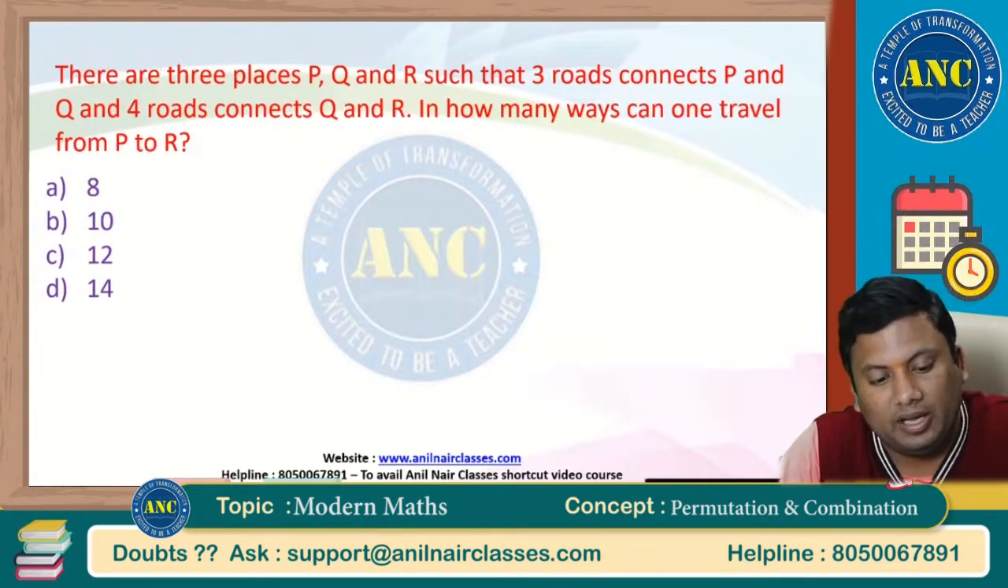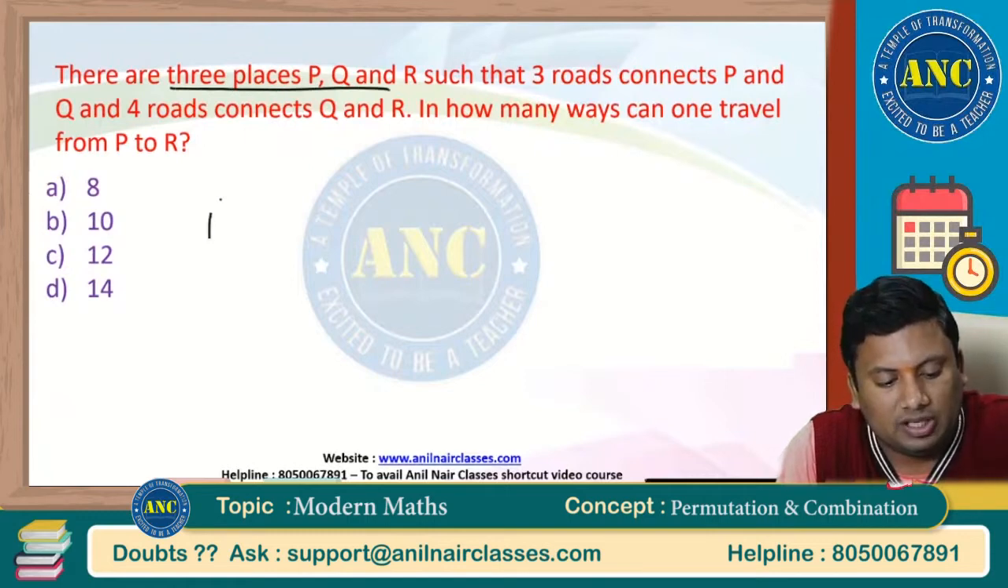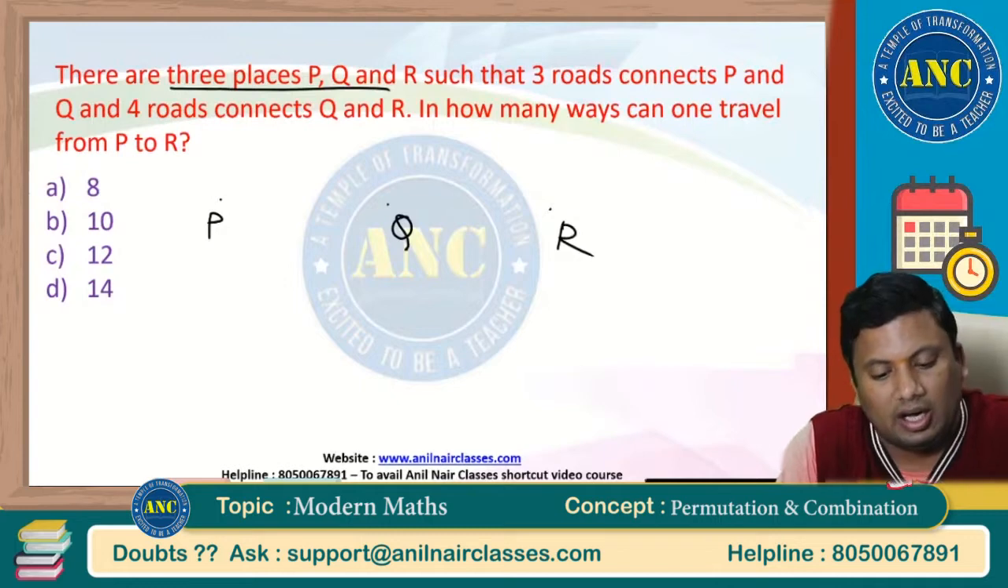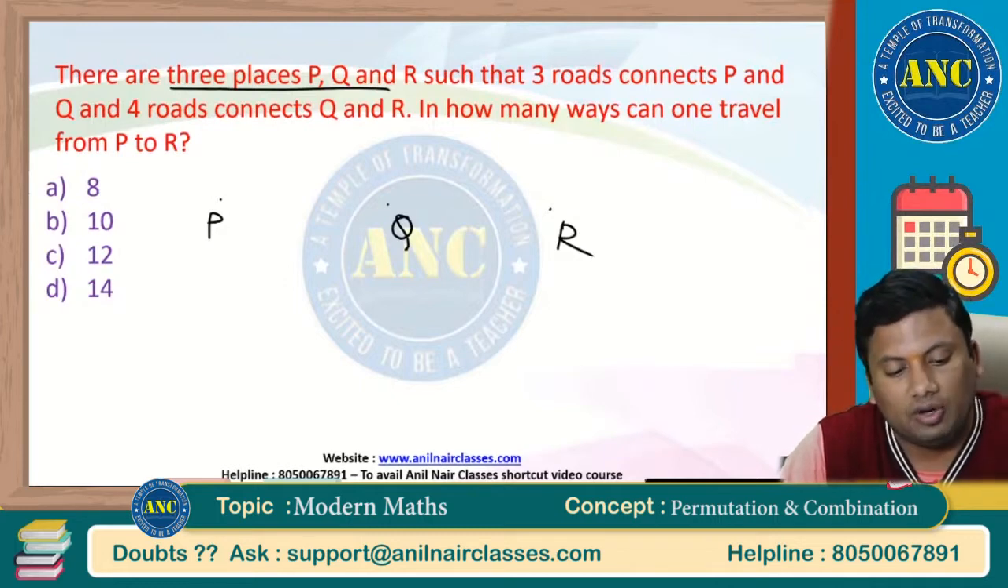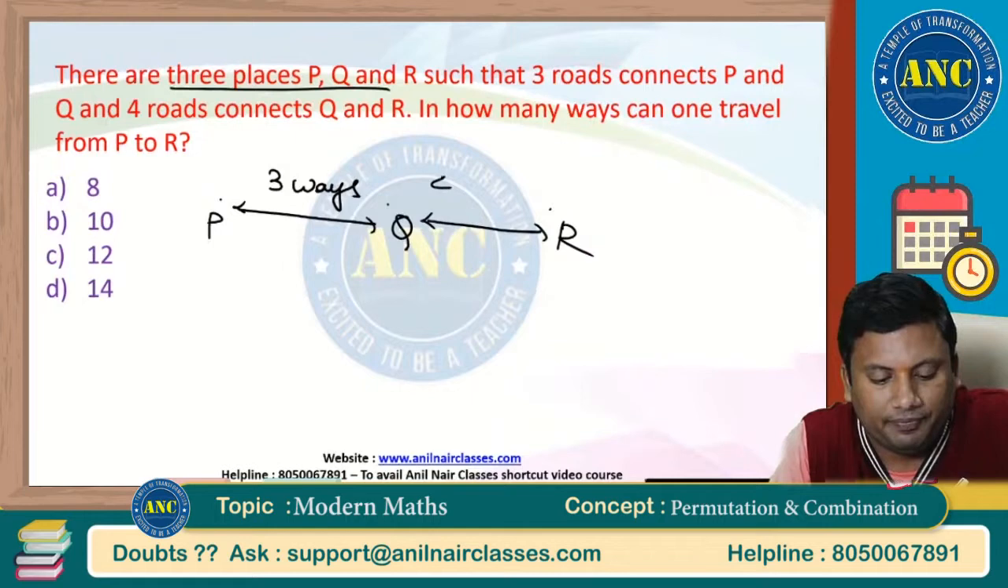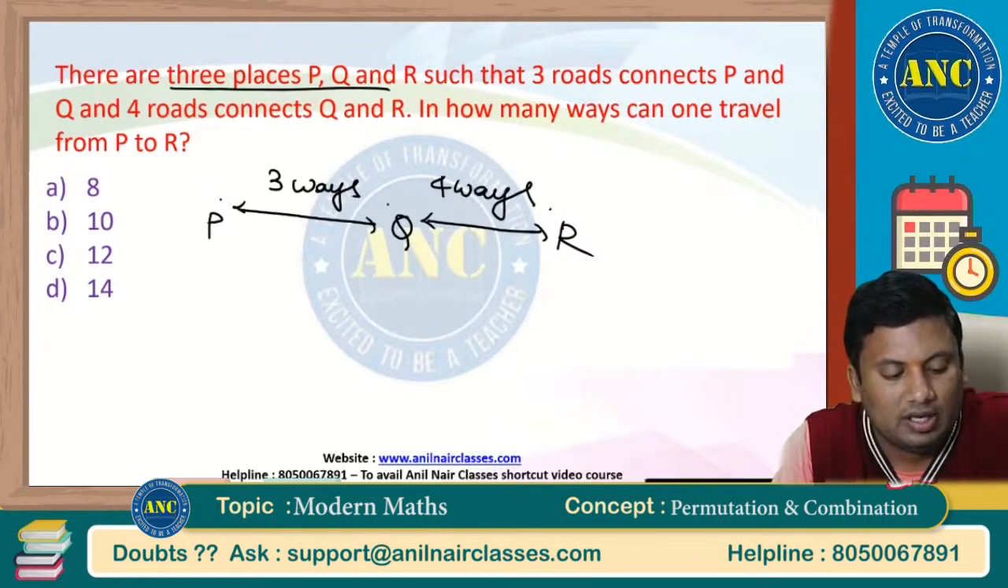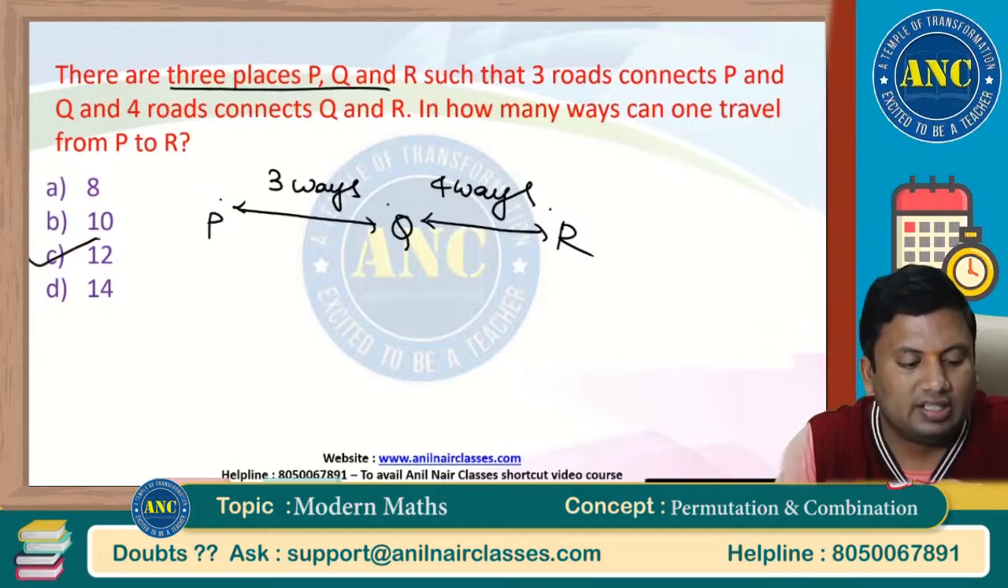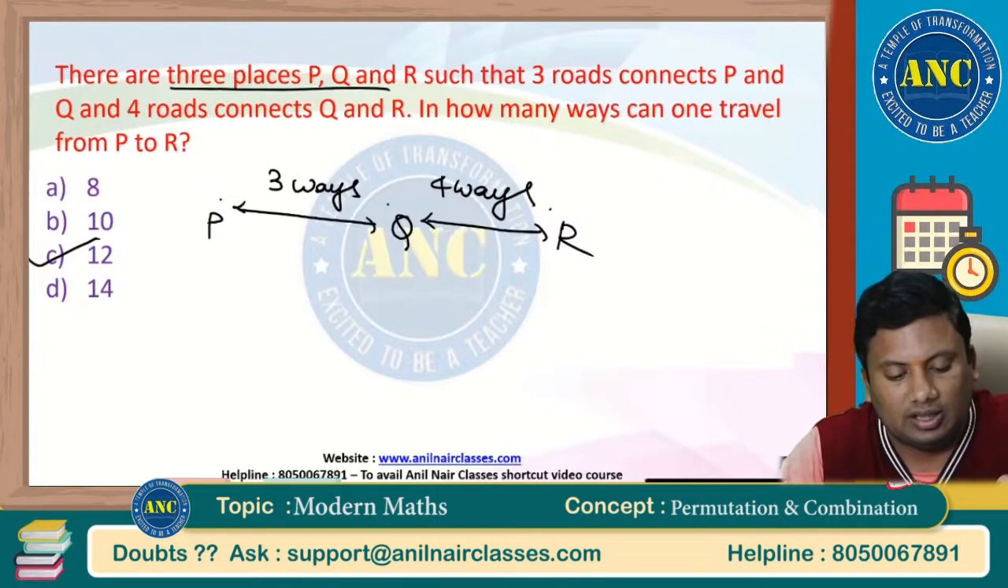There are 3 places. One is place P, another is Q, another is R, such that 3 roads connect. There are 3 ways to connect from P to Q, and 4 ways to connect from Q to R. Fundamental principle of counting. So 3 into 4, answer is nothing but 12.